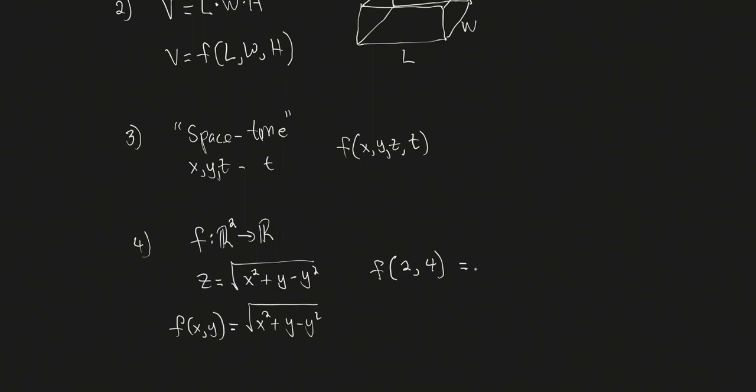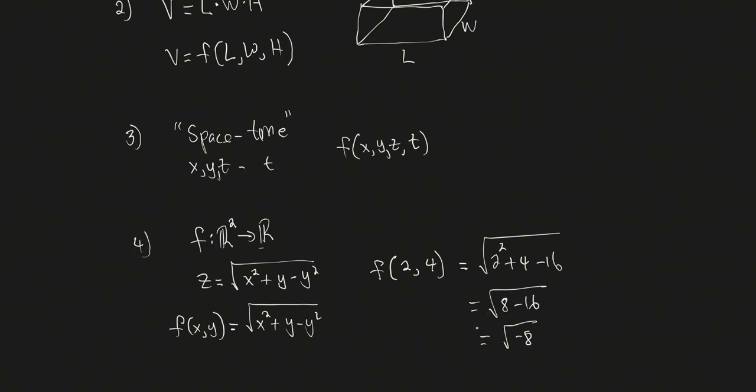So in this case, it's the square root of 2 squared plus 4 minus 16, right? Well, that's a problem, because this is 4 plus 4, that's 8, minus 16. And then this is the square root of negative 8. And again, if I say I am looking for a real output, in other words, an output that is a real number, this does not exist.